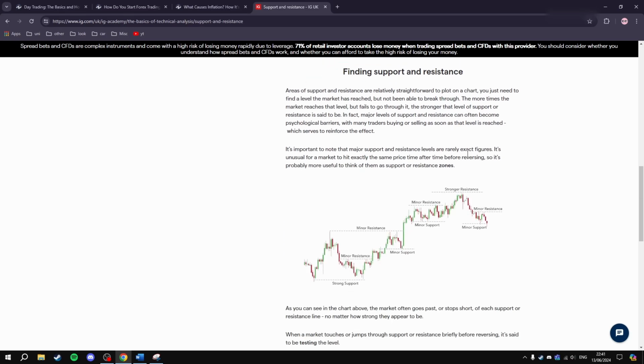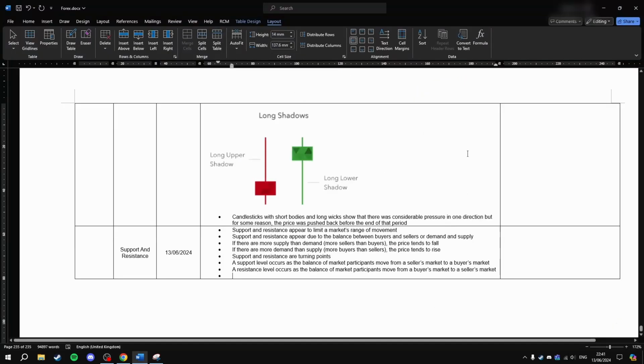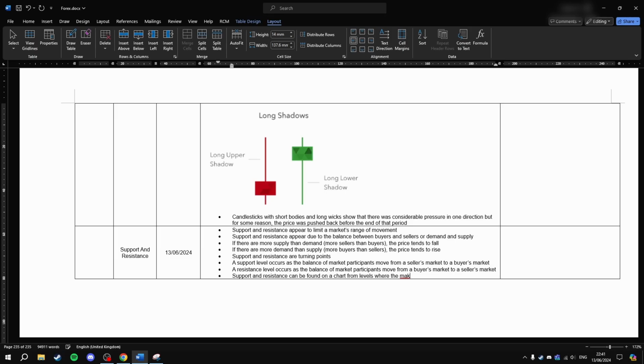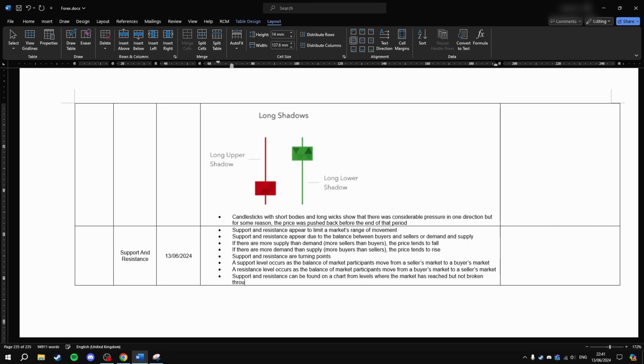Finding support and resistance. Areas of support and resistance are relatively straightforward to plot on a chart. You just need to find a level where the market has reached but not been able to break through. So support and resistance can be found on a chart from levels where the market has reached but not broken through.